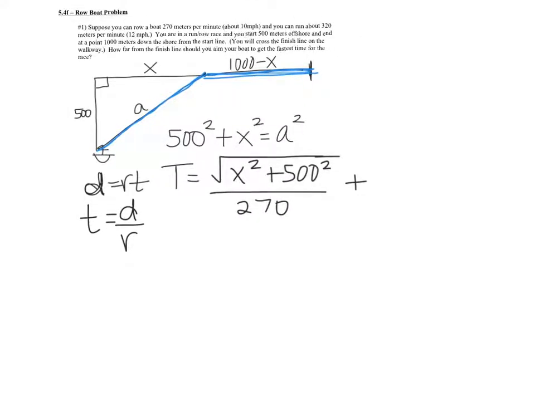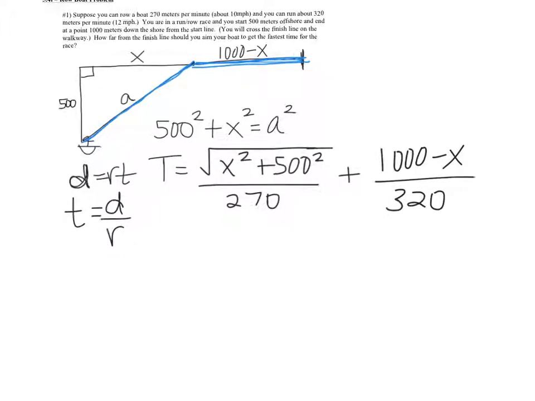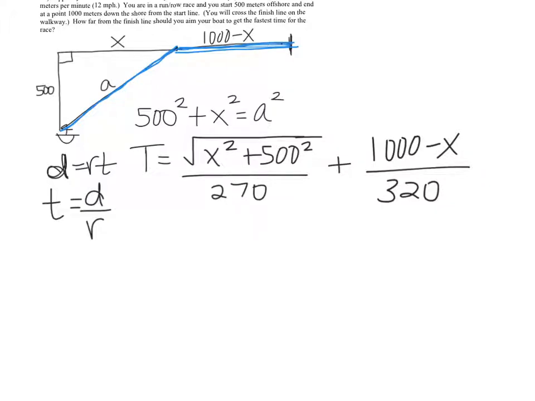And on the shore would be your distance over your rate there. And your rate there was what? 320. And now we have to minimize the time that's being spent running this race, right? The more time, the worse you're going to do in the race. So we have to take the derivative of that equation right there.